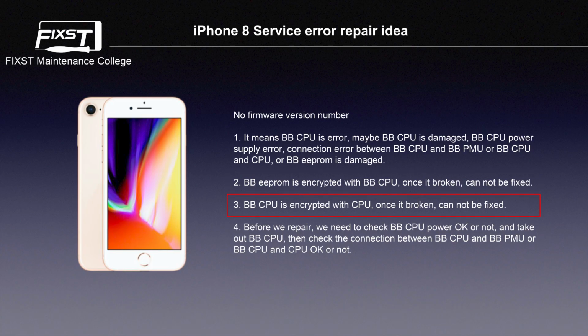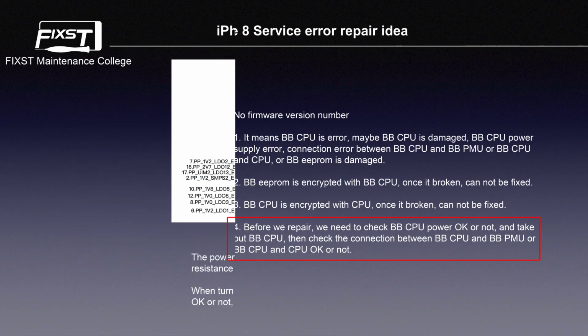3. The BB CPU is encrypted with the CPU. Once it is broken, it cannot be fixed. 4. Before we repair, we need to check whether the BB CPU power is okay or not, and take out the BB CPU. Then check whether the connection between the BB CPU and BB PMU, or the BB CPU and CPU, is okay or not.